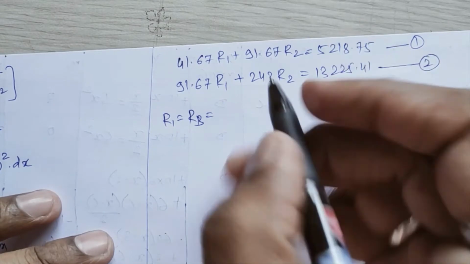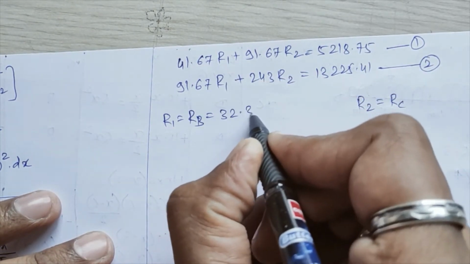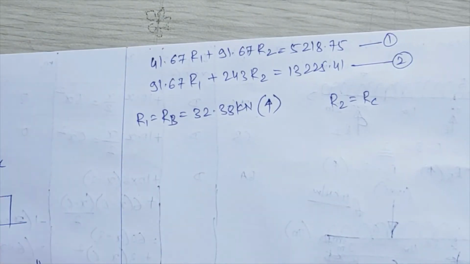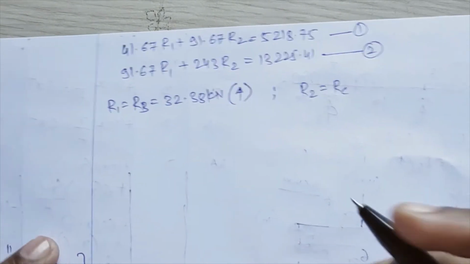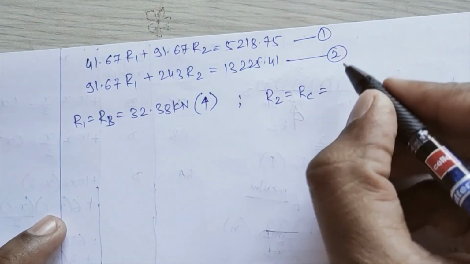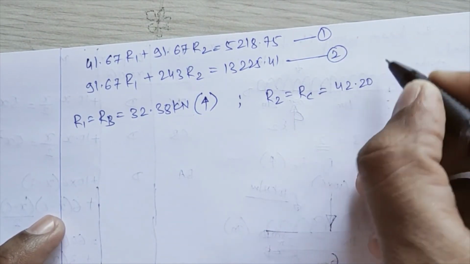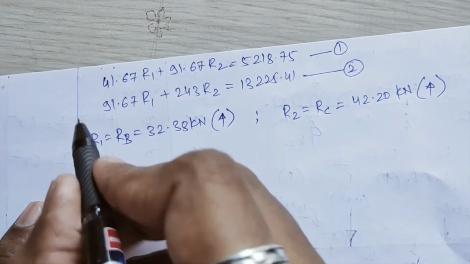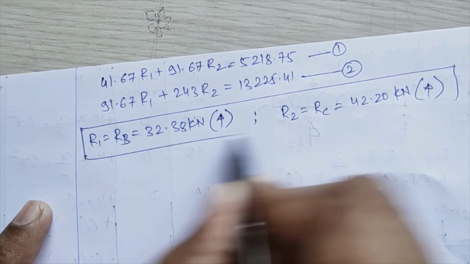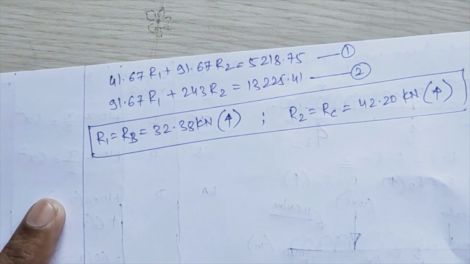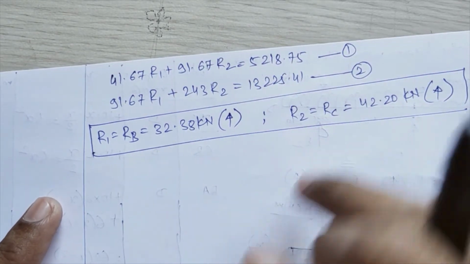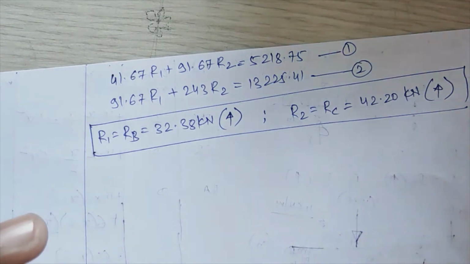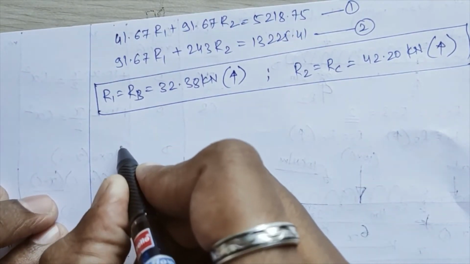If you solve these two equations simultaneously, I have got R1 equal to 32.38 kilonewton, positive. That means your assumed direction, upward, is correct. And R2 I have got as 42.20 kilonewton, again positive, so your assumed directions are correct. Both R1 and R2 are acting in the upward direction. Now if you substitute these R1 and R2 in your basic beam, your beam will be converted to a determinate structure. So I'll draw that final diagram here.